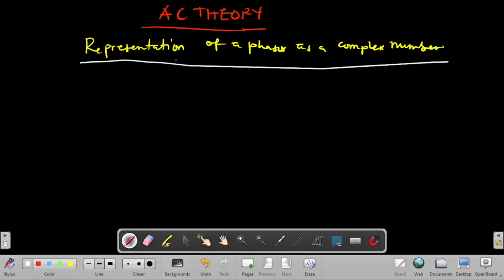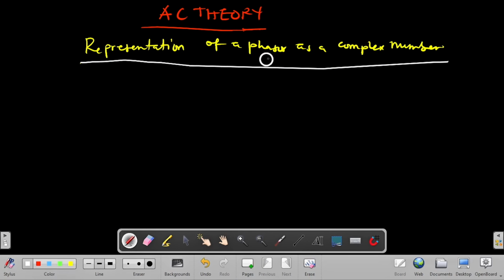In our previous lesson we went through power in an AC circuit, or sorry, alternating circuit, and we saw the different types of power. So here we are trying to employ the use of complex numbers to simplify alternating circuits.